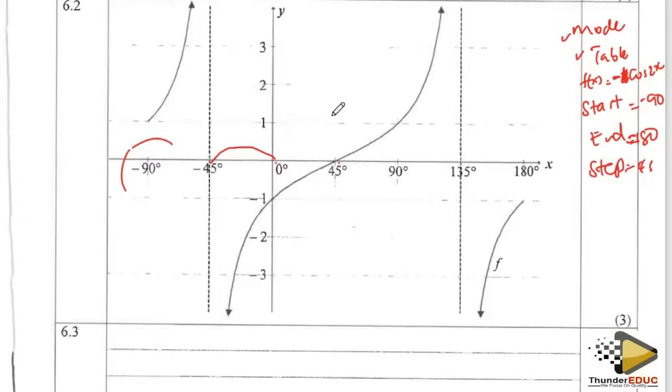So from what I have, negative 90 with a 1. Just remove this. And then negative 45 is a 0. 0 is a negative 1. 45 is a 0. Then I'm having 90 to be 1, and then 135 to be 0, and then 180 to be negative 1.